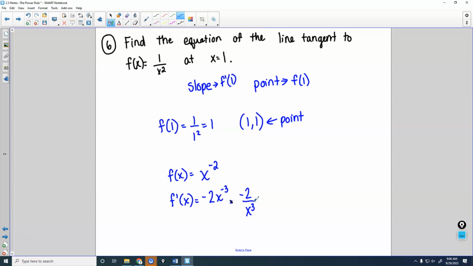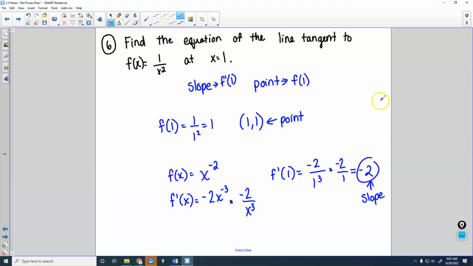Everybody good there? We want to plug in 1, so we will get negative 2 over 1 to the third. I think you may have made a mistake, Lucian. What is 1 to the third? 1. And so we should get negative 2 for that. That is my slope. Well, I should have circled it. That's not my final answer.